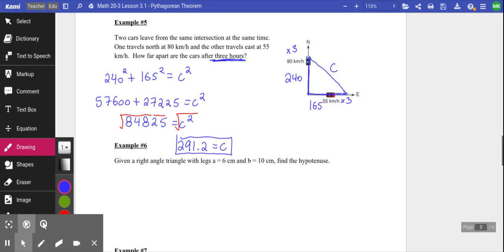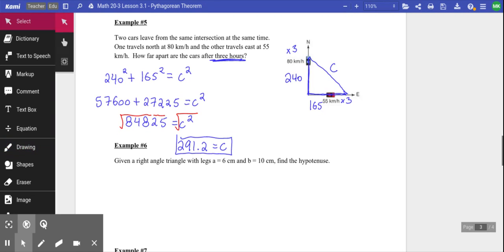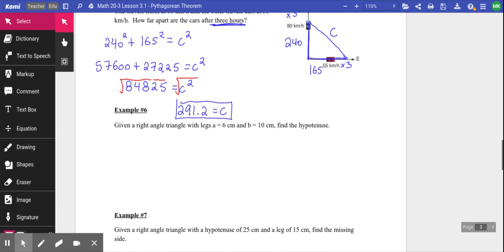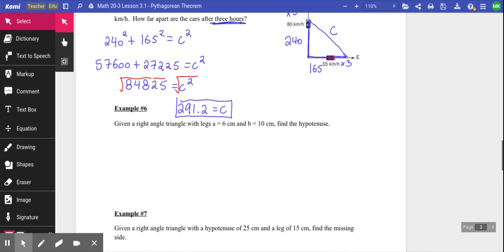When you do the math, which I left up on the board for you, you should have got 291.2 kilometers away from each other. I'll leave that math up on the board because a couple of you guys are just out, so you're catching up. Number 6 and number 7, you have to draw the triangle.